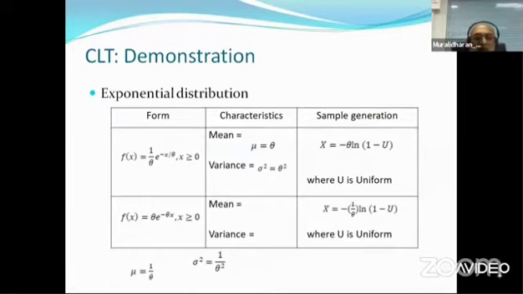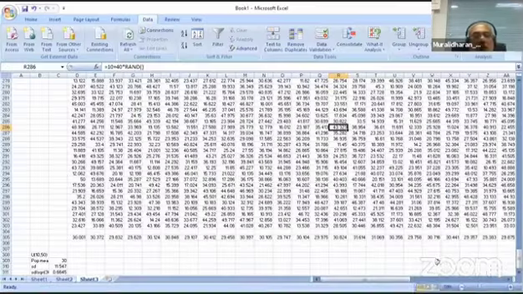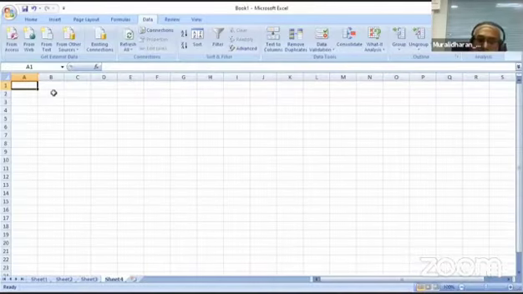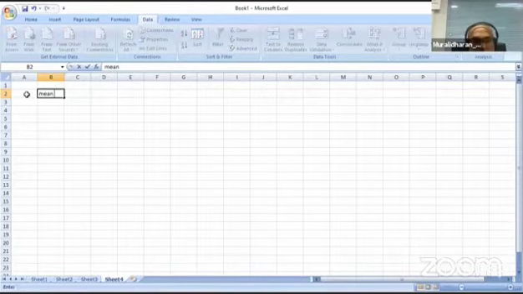Suppose now I will start the sampling from the exponential distribution. So I will now minimize this. I will go back to the Excel software again. So this is my Excel software. I'm back to Excel now. So this is a fresh sheet now. Again I'm going to generate samples from the exponential distribution. So let us decide the mean, for example, exponential mean. I'm taking it as, say, 10.